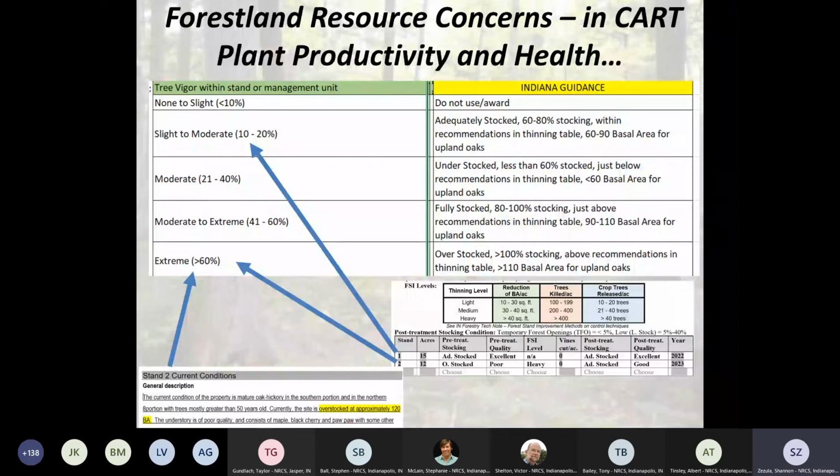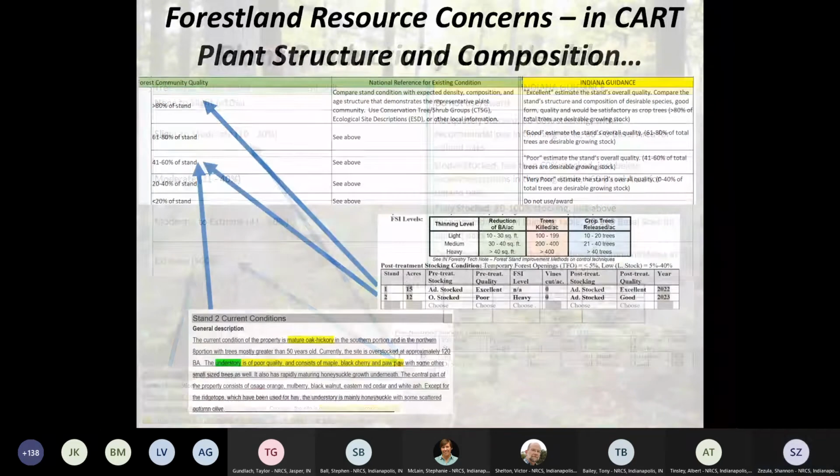So let me stop there. Any questions on plant productivity and health resource concerns in CART? All right, not too bad, is it?